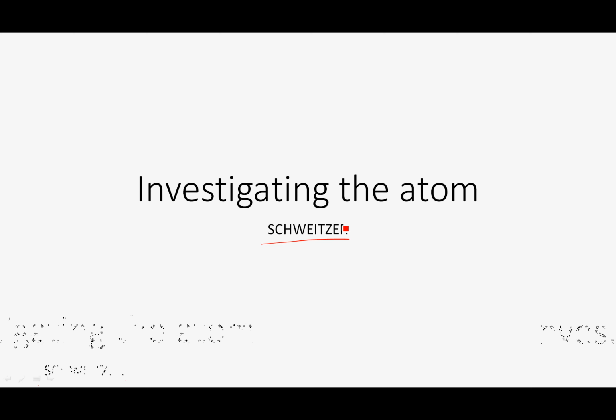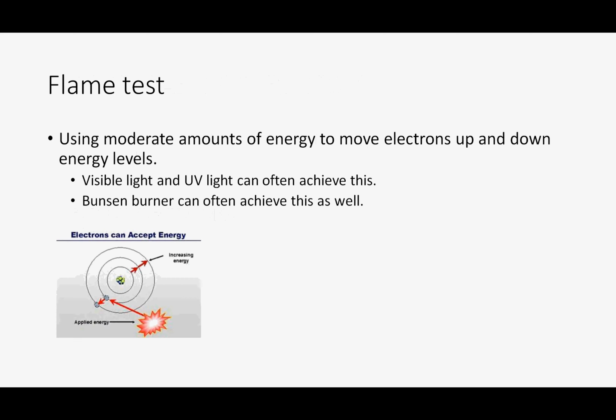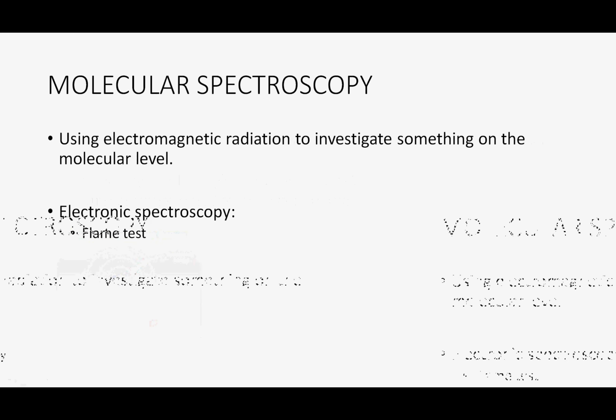We'll be looking at properties of atoms, properties of electrons, and what devices are available to allow us to investigate the atom further. One of the main names of this is called molecular spectroscopy. I'm not too worried about the names, although you'll see some names here that are more important than others. Basically, this is the idea of using electromagnetic radiation to investigate something at the molecular level.